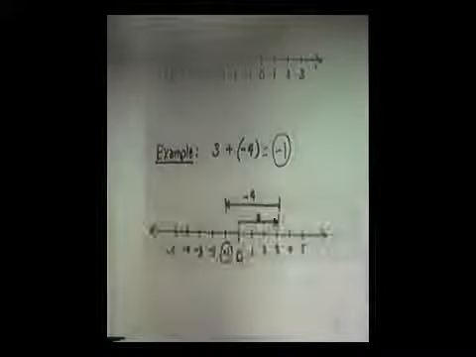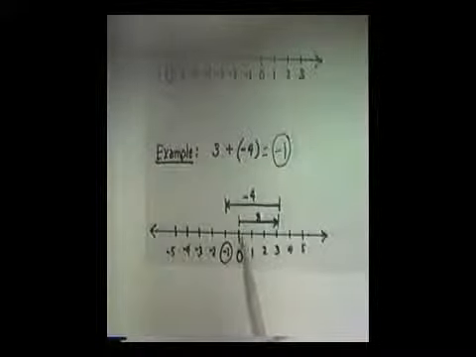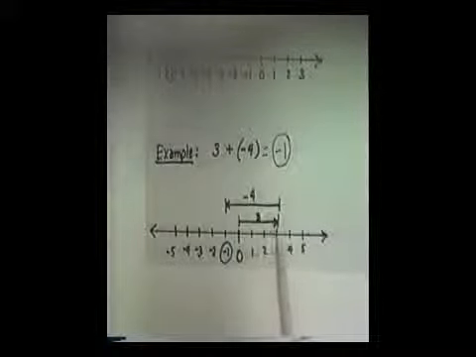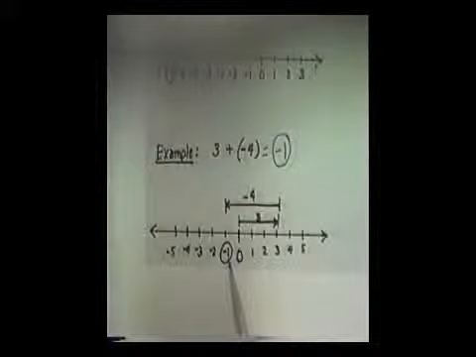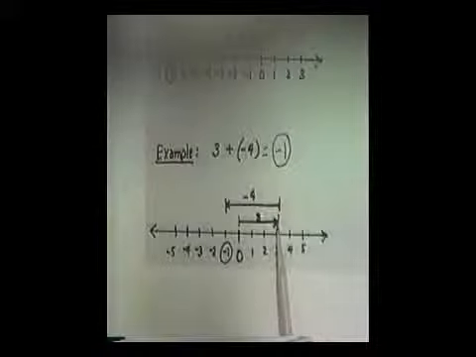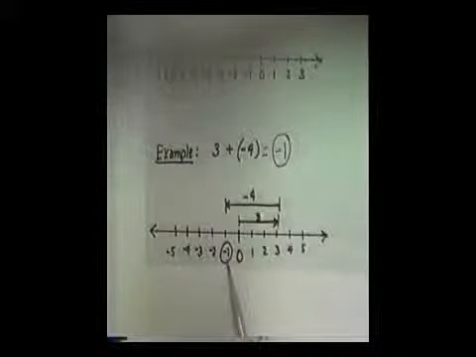Next example, add 3 plus negative 4. We begin at 0, draw 3 to the right, and then pick up at the end of that arrow, draw negative 4 to the left. The answer, negative 1, lies below the end of the second arrow. So 3 plus negative 4 gives us negative 1.